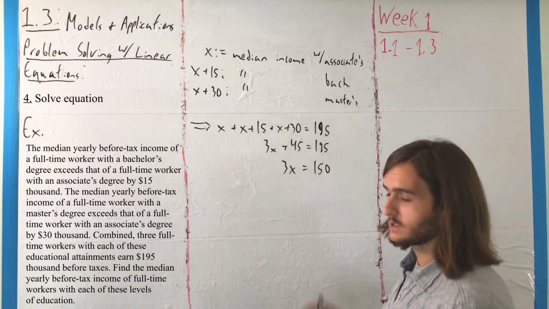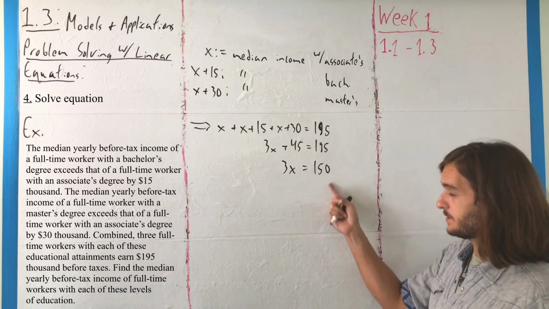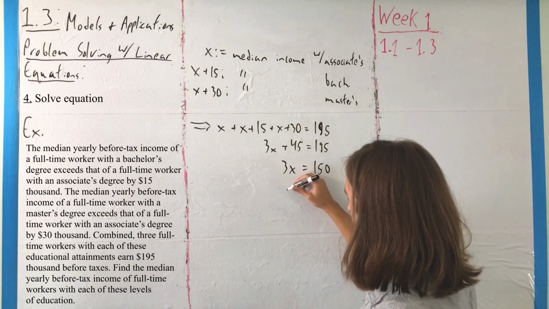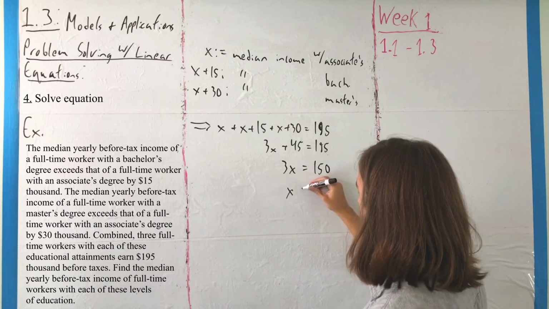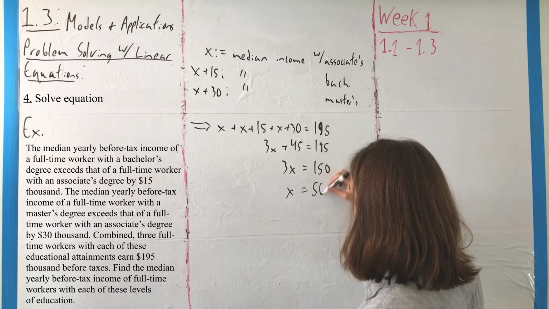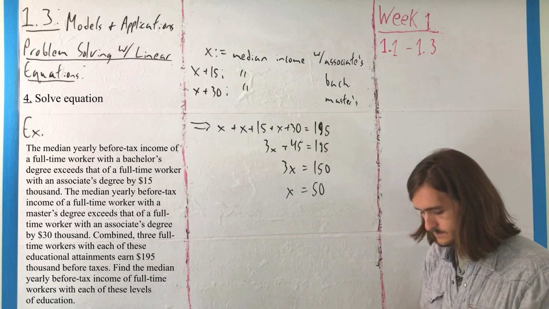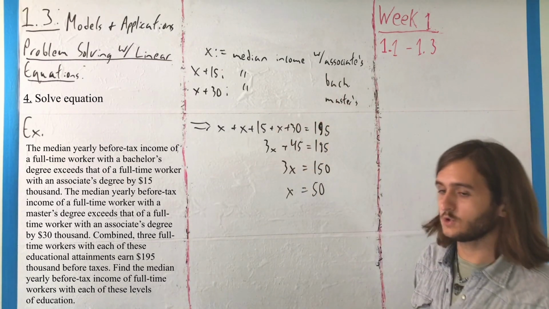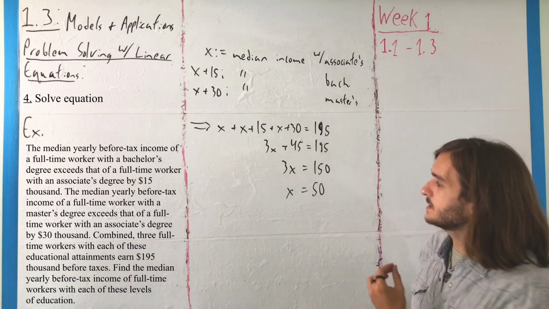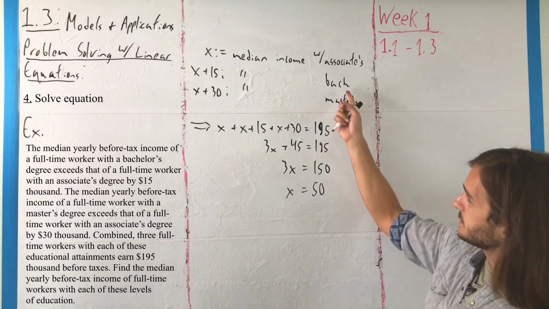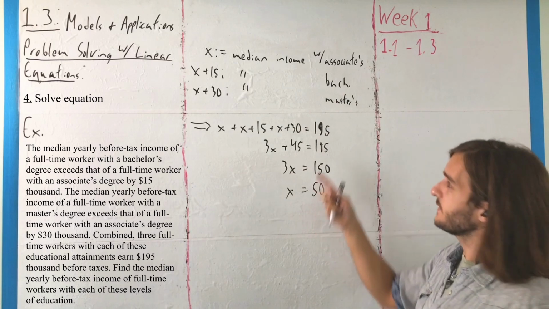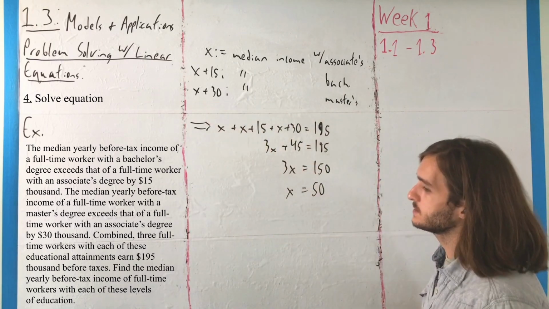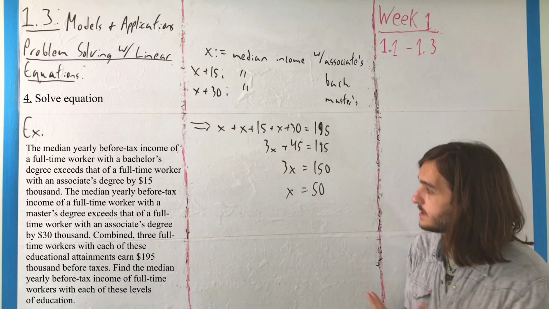With that, next we're going to divide both sides by 3 to kill that 3. Divide 3x by 3, you're left with x. Divide 150 by 3, and you are left with 50. So you have that the median income for a graduate with an associate's degree is $50,000. That would tell us that the median for bachelor's is $65,000. Median for master's would then be $80,000.